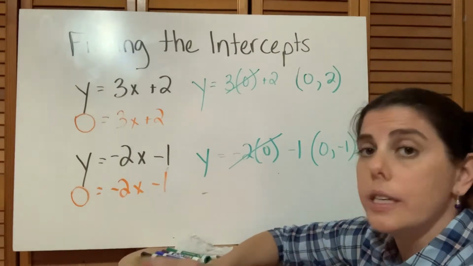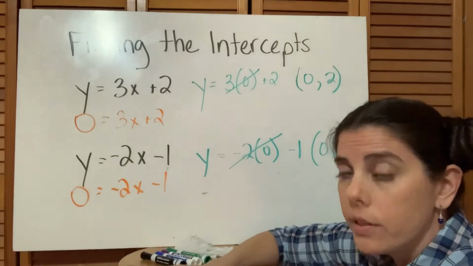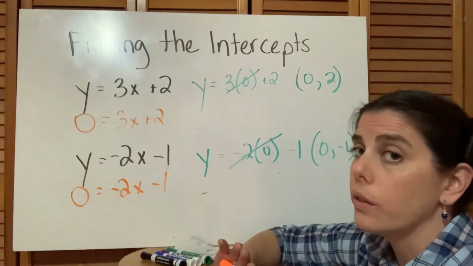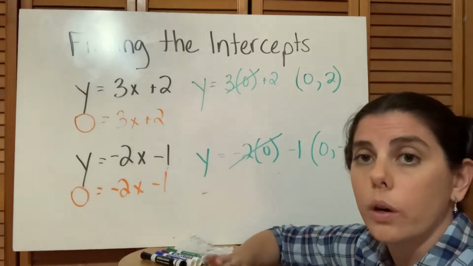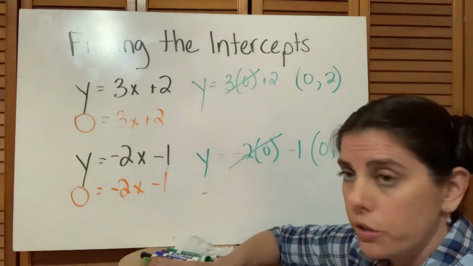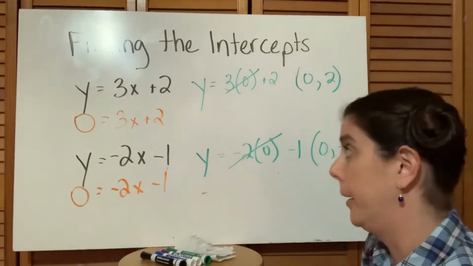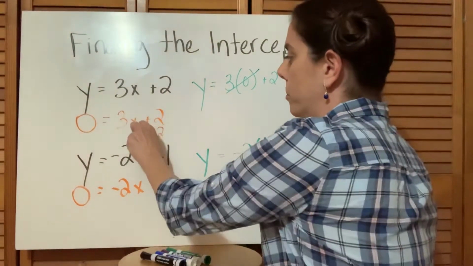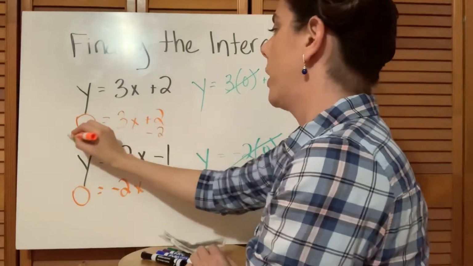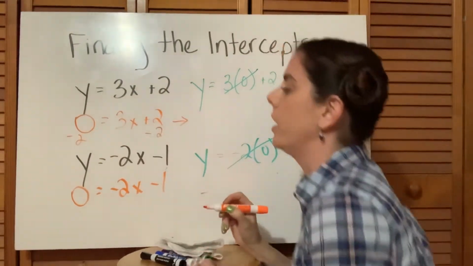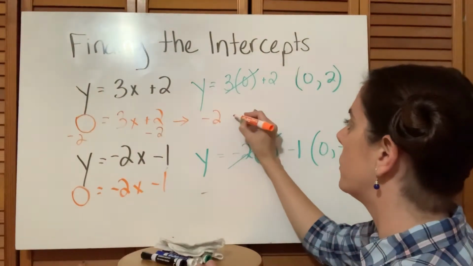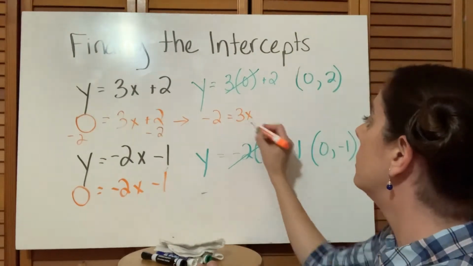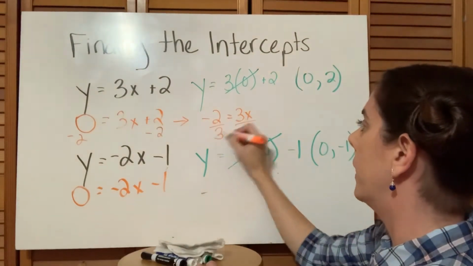Now from here, we just need to get x by itself so we can see what x equals. We've done this in other chapters, especially when we worked with our algebraic properties of equality so many times in chapter 2. So we should be really good with that by now. The first thing we need to do is subtract 2 from both sides. So this equation would then look like -2 equals 3x. And what do we have to do to get x by itself? Well, we have to divide by 3 on both sides.